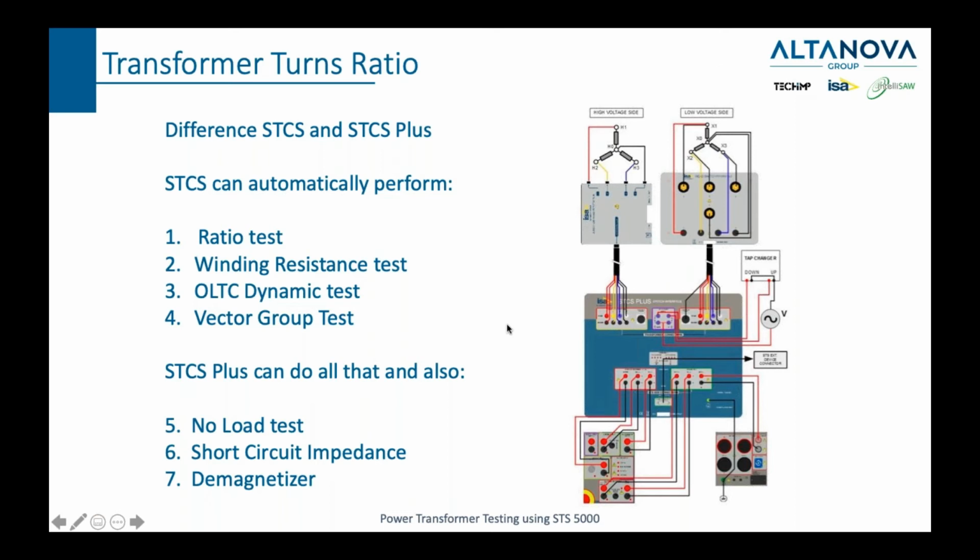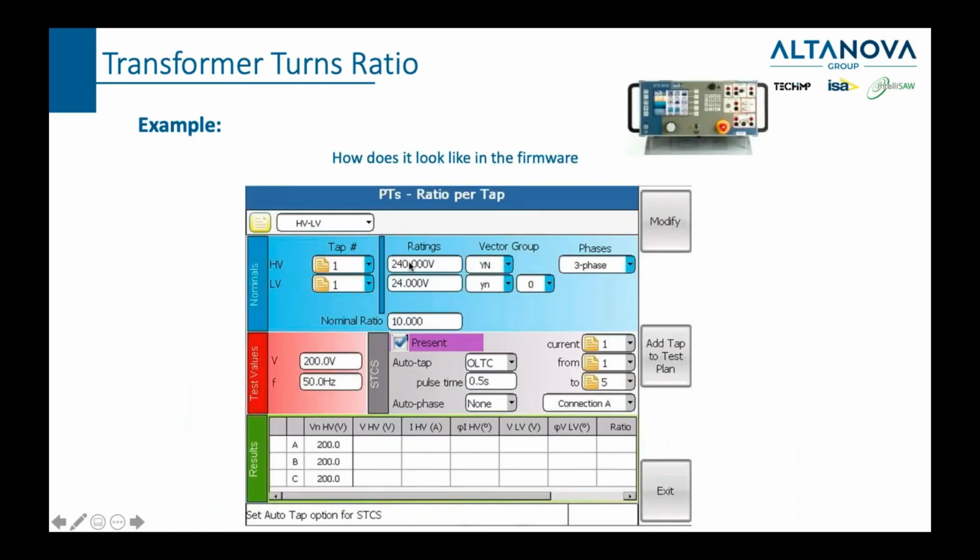So when you would do a test on your STS, this is what your screen would look like. You would have the primary side voltage, the secondary side voltage. These values would be copied from the header, the vector group you would write in here, or the system would copy that from the nominal values which you put in, and then you decide which voltage you want to generate on the primary side. 200 volts is more than enough.